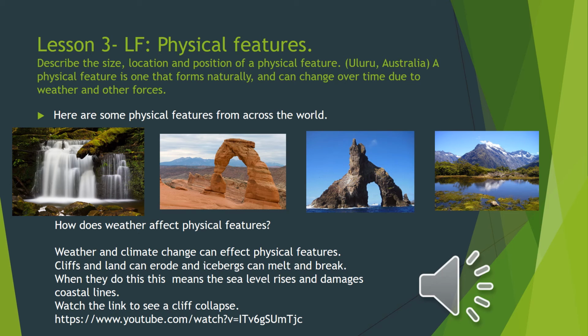One can be weather. How does weather affect physical features? Weather and climate change can affect physical features. Cliffs and land can erode and icebergs can melt and break. When the icebergs melt and break, this means that the sea level rises, and as the water rises it can damage our coastal lines. Watch this link to see a cliff collapsing.